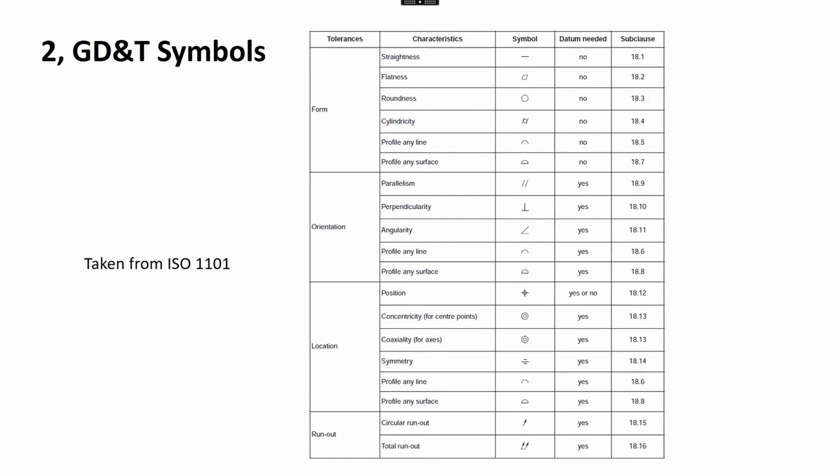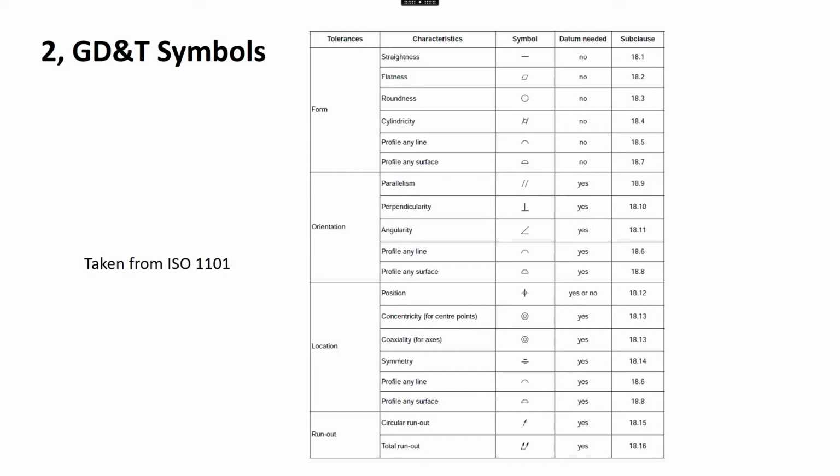Right, so I've taken this table from ISO 1101. It's quite a good table this, because it shows you what are form tolerances, what are orientation, location and run out. And one of the important things here is it tells you whether or not you need a datum. So one thing to note here is all the form tolerances at the top, they don't require datums. So your flatness doesn't have a datum in it. Your cylindricity doesn't have a datum in it. So I think that's one of the most important things to recognise on a drawing.